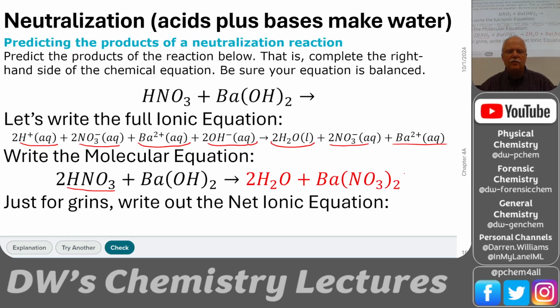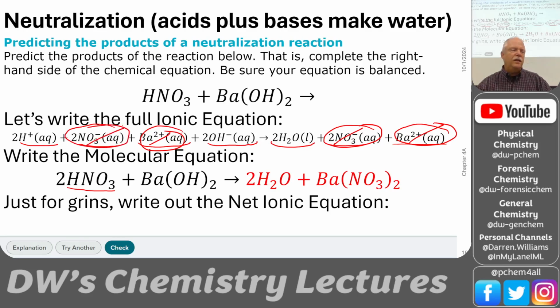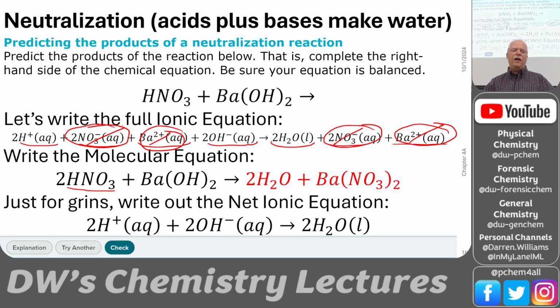And just for grins, let's write out the net ionic equation. If we go up here and cancel the spectator ions, barium was a spectator ion, the nitrates were spectator ions. They didn't participate in this neutralization reaction at all. So we have 2 cations plus 2 hydroxide ions making 2 water molecules. So that's the net ionic equation.